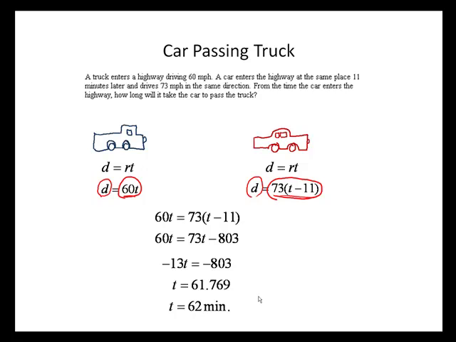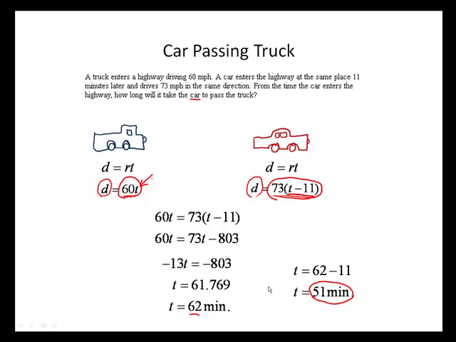Now remember, t stands for the amount of time traveled by the truck. We happen to be asked the amount of time traveled by the car. That's what they want to know. How long does it take the car to pass the truck? Let me remind you, the car traveled 11 minutes less. So we need our 62 from right here minus 11 gives us 51 minutes that the car has traveled. So right here is the answer to your problem. 51 minutes is how long it takes for the car to catch up with and pass the truck.